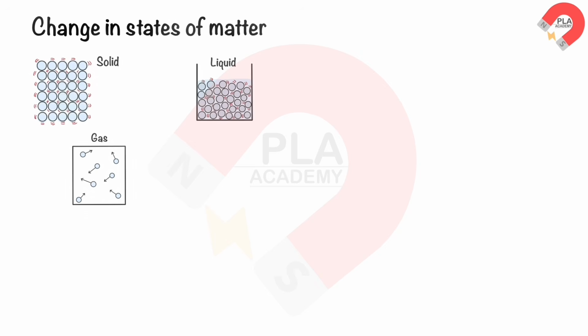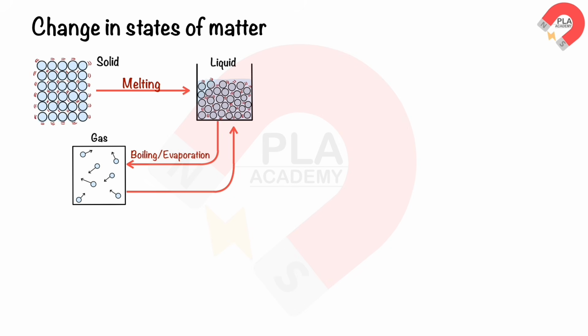Change in states of matter. When a solid is changed into a liquid, this process is called melting. Liquid is changed into gas. This process is called boiling or evaporating. Gas is changed into liquid. This process is called condensation. Liquid is changed into solid. This process is called freezing.